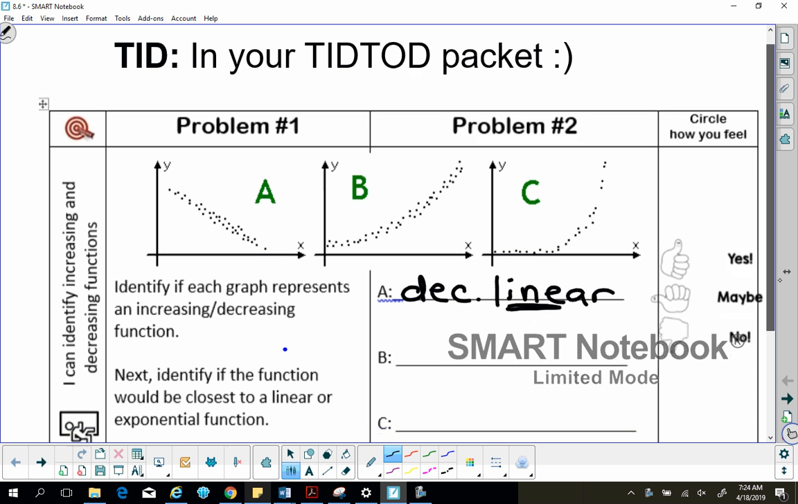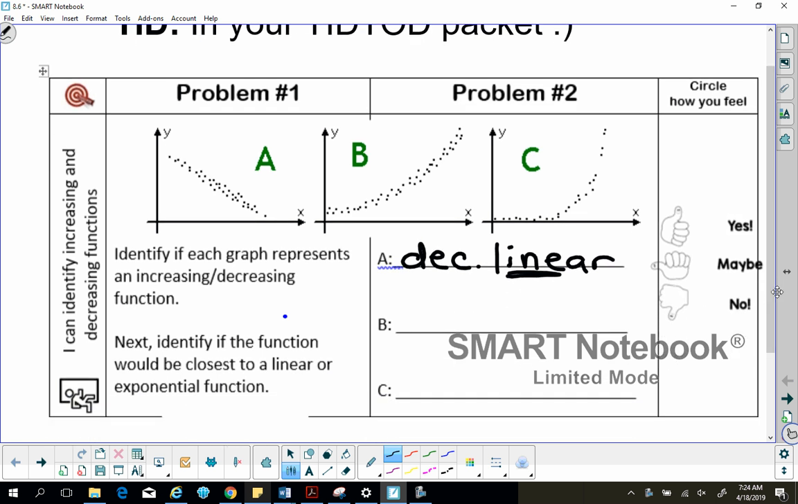Allison, what do you have for the second one? Increasing or decreasing? Beautiful. And does it look more like an exponential or linear? You're right the first time. Exponential, because exponentials are curves. So see how it looks more like a curve than it does like a straight line.